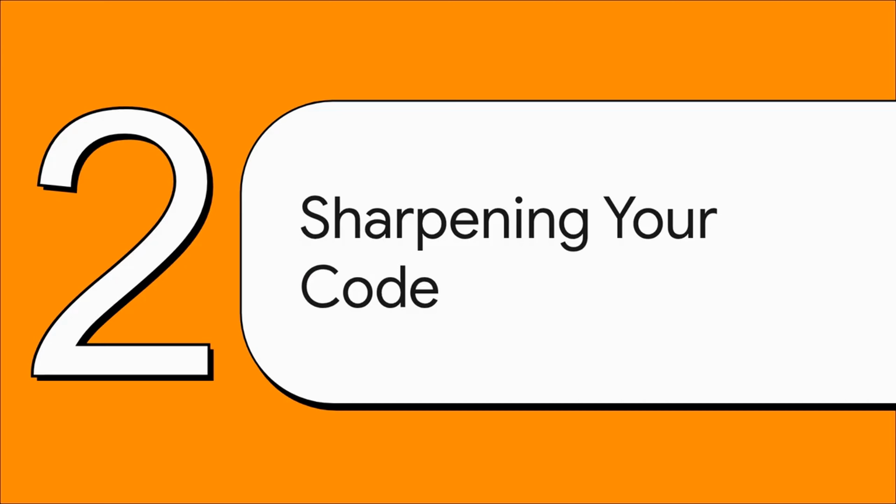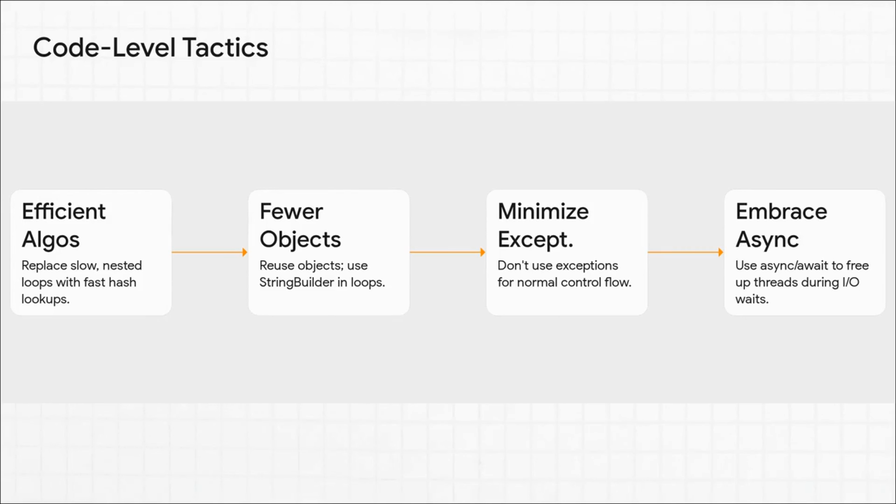Okay, so where do we even begin? We start right at the source, at the very foundation. We start by sharpening the code itself. This is where so many performance headaches are born. All right, here are four really powerful code-level tactics you can use. Number one, use efficient algorithms.